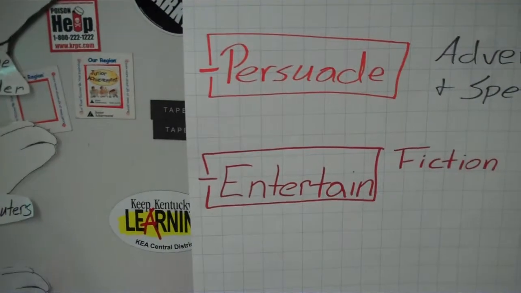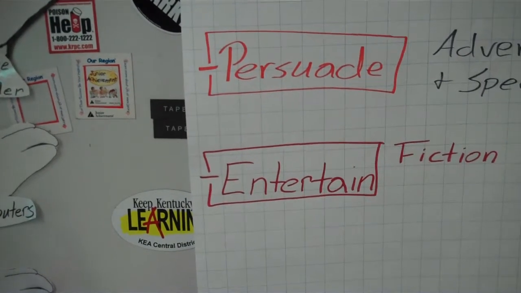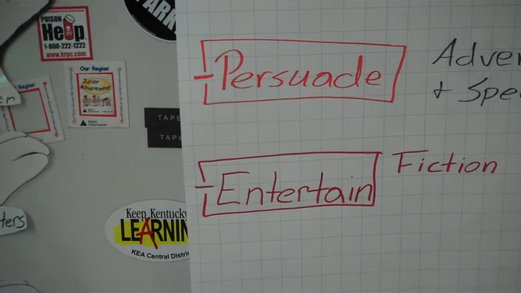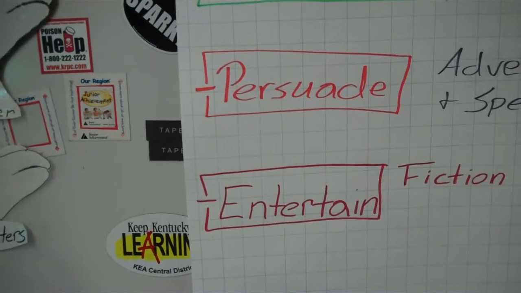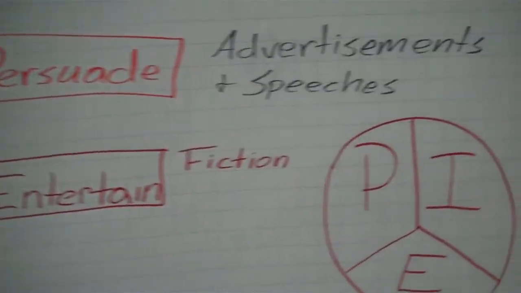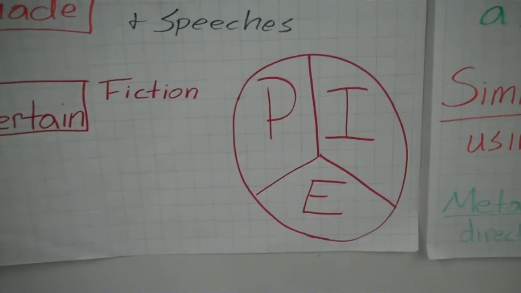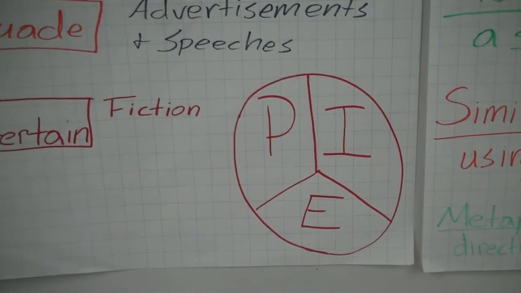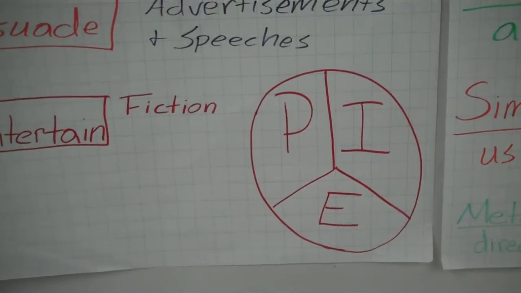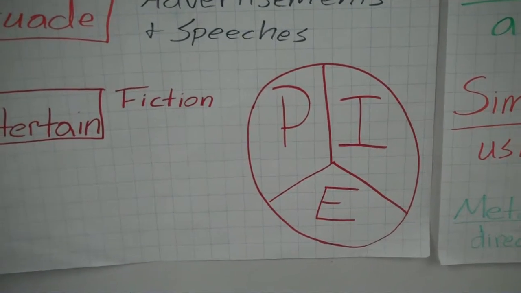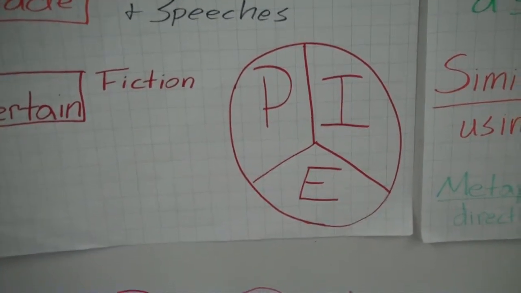And finally we have entertain, and I just put fiction down here. Entertain is usually just what it says. It's to entertain the reader. And a way to remember this is PIE. We have persuade, inform, and entertain. Put it in your PIE. Every book that you read, or every article, or every speech will fit in a PIE somewhere. It was either written to persuade, entertain, or inform.